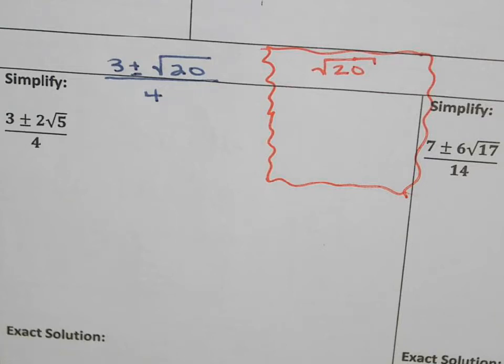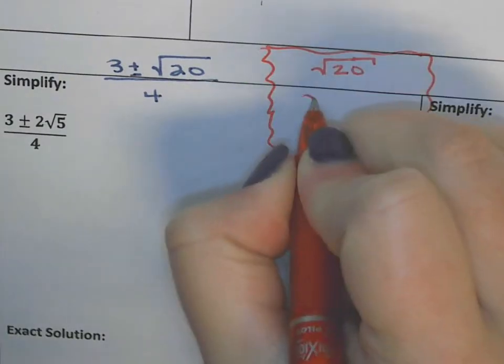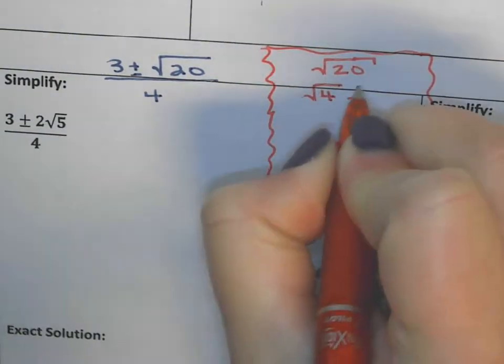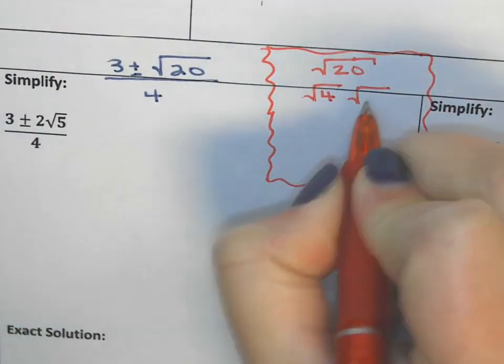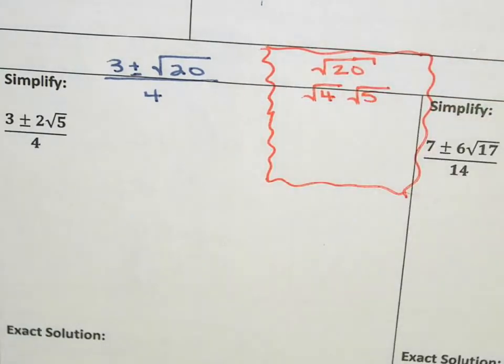What would be a perfect square that goes into 20? 2 is not a perfect square. 4 is a perfect square. Is it the largest perfect square? Well, after 4 comes 9. Does 9 go into it? No. Does 16 go into it? No. 25 is too big, so 4 would be the largest perfect square. So we break that up into the square root of 4 times the square root of what? 4 times 5 gets you to 20.